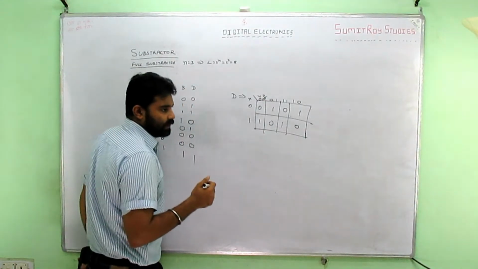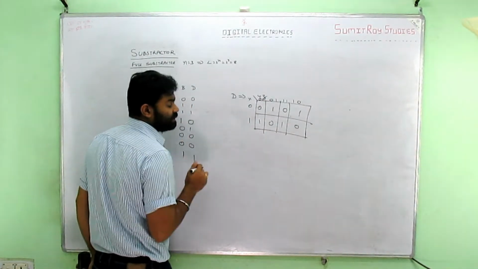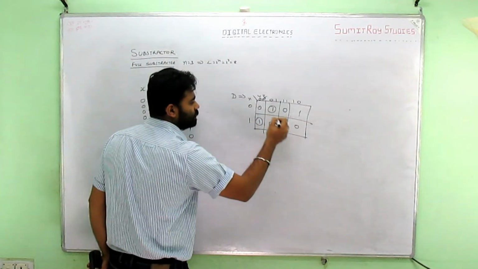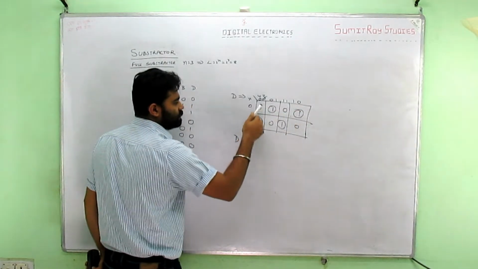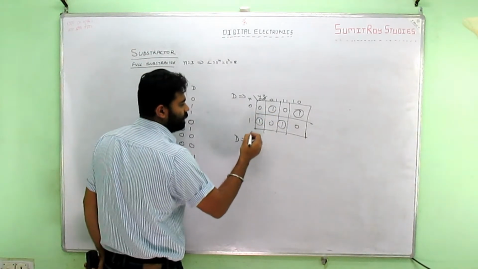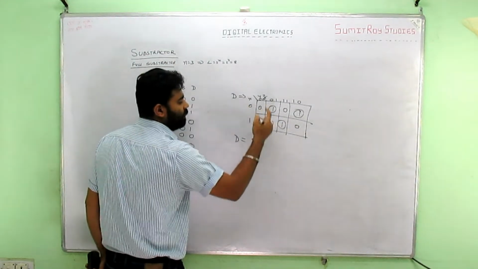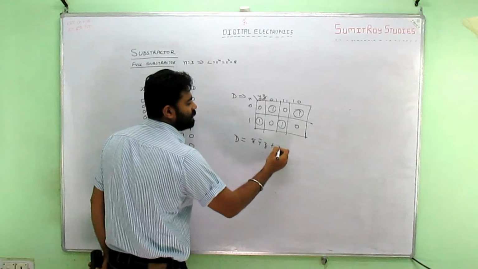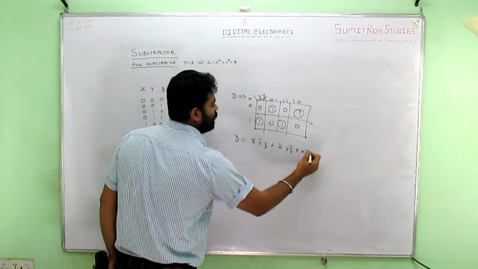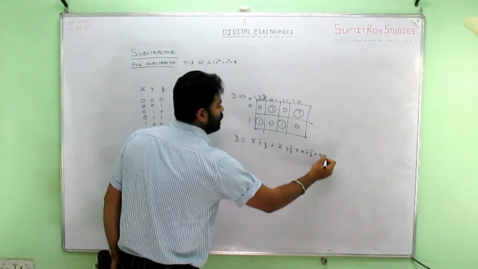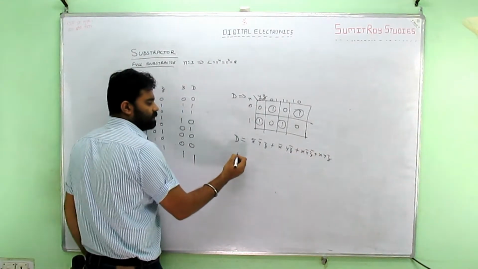Now, if K-map reduction is possible... in this case it is not possible. So we cannot reduce it, and we'll have to write it as x bar y bar z plus x bar y z bar plus x y bar z bar plus x y z. It can further be reduced.